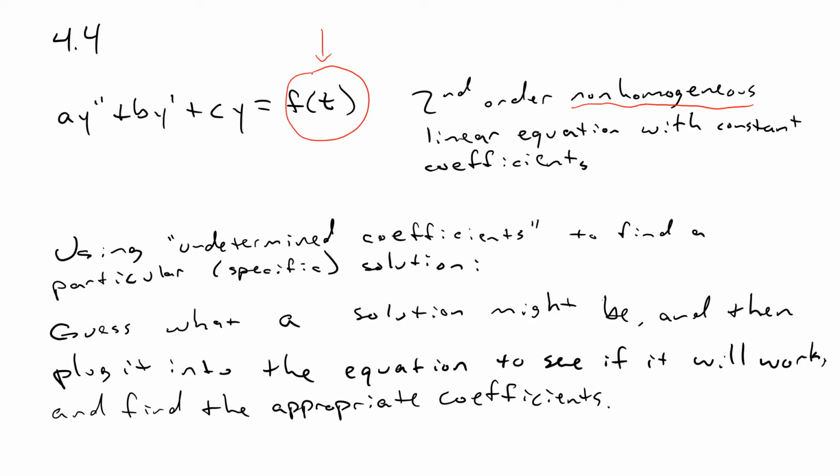We can find some specific solution to the equation just by looking at this function f of t, and based on what that function is, we can make an educated guess about what the solution might be. So that's what we'll be doing in this lesson.